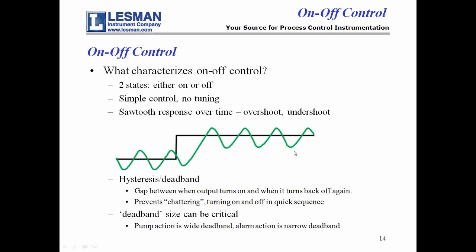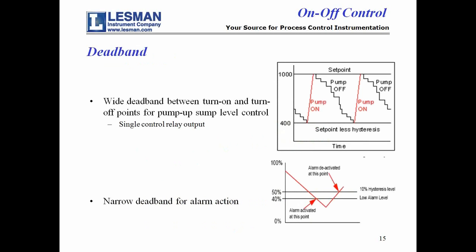And the difference between the top point and the bottom point is the deadband. That's the gap between when the output turns on and turns off. You have to have it with on-off control. There's no way of getting around it. It prevents the output from chattering, or just sitting there oscillating and turning on and off real quickly when it's right around set point. There can be wide deadbands, as in pump up or pump down operations, or alarms, or some control uses a very narrow deadband.